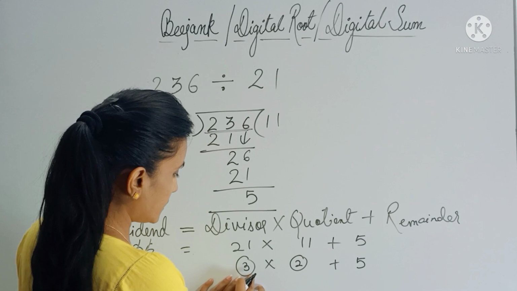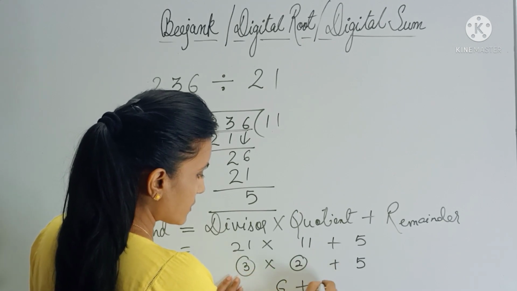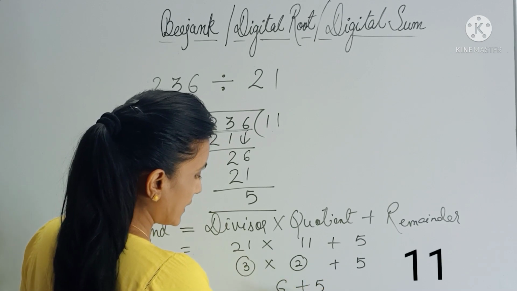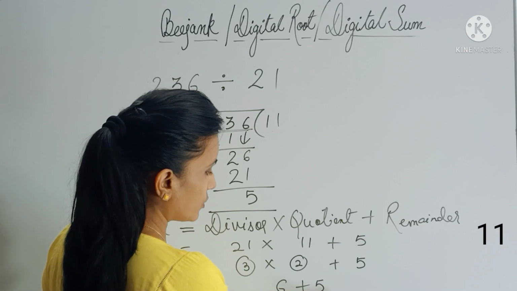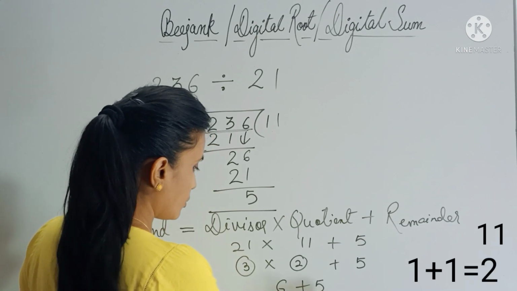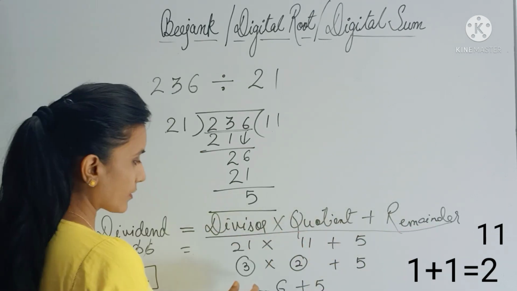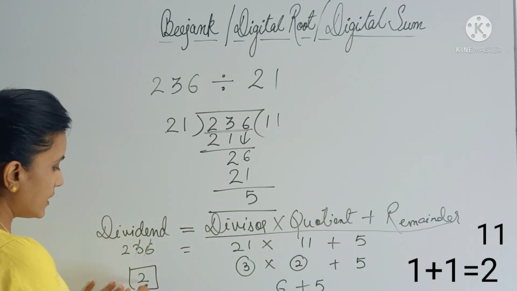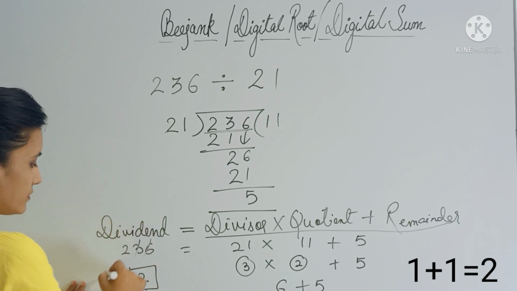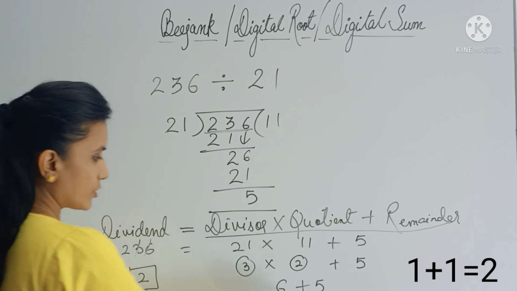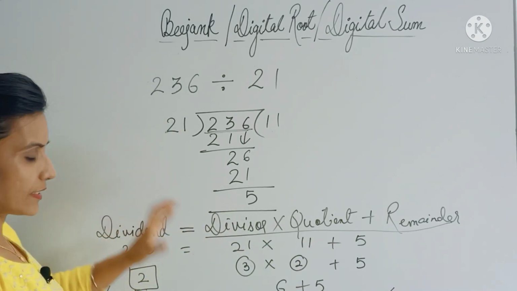Now here 3 twos gives you 6. 6 plus 5 gives you how much? 11. So the digital root of 11 will be 2. 1 plus 1 is 2. So this is the digital root of your answer. Correct? And here 2 is the digital root of your dividend. Correct? You can see that the LHS and RHS both are equal. Right? So this shows that your division is correct.